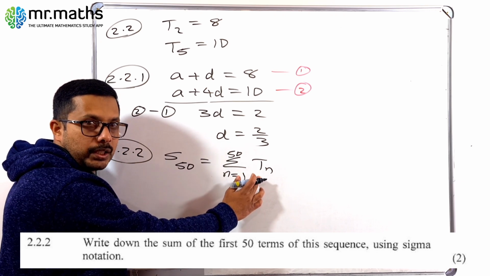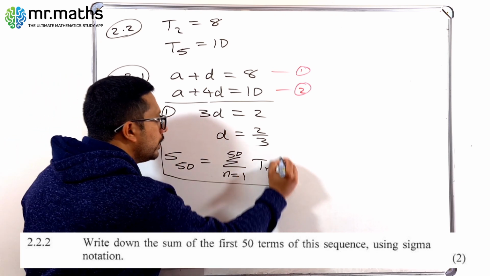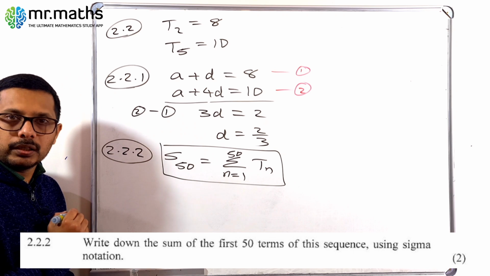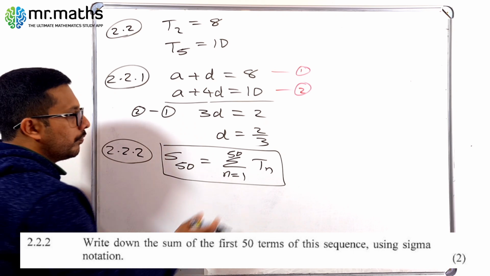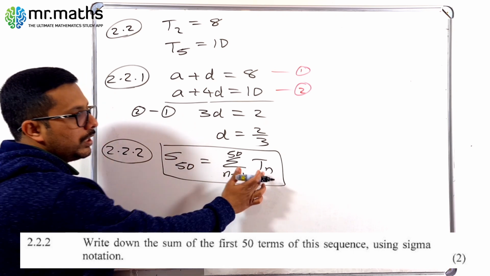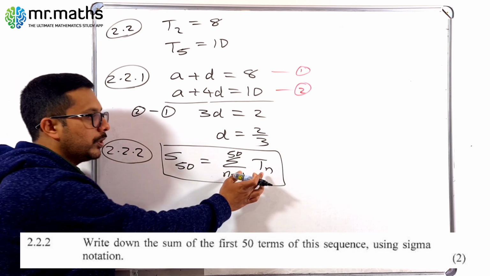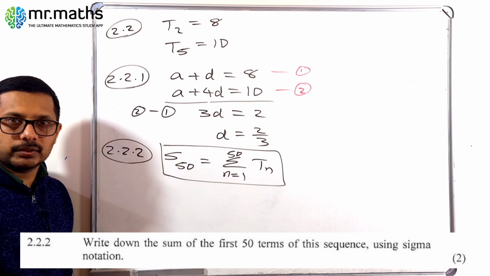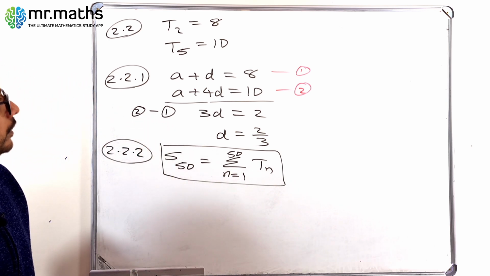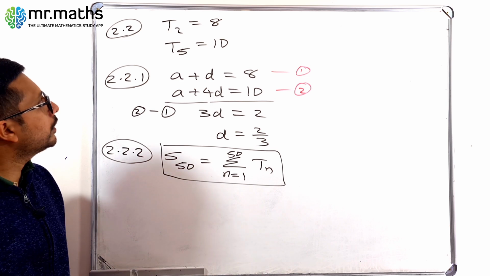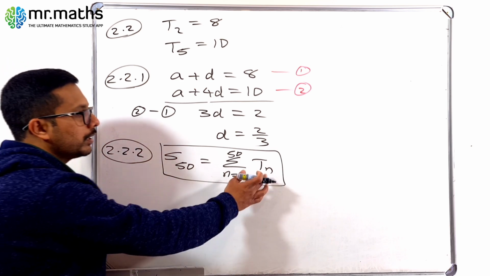Don't leave it like this. You have to find what Tn is. So this is how you want to write the answer in sigma notation. First we have to know what this Tn is, then just substitute here, and that's the answer. So for that, first I have to know what Tn is.